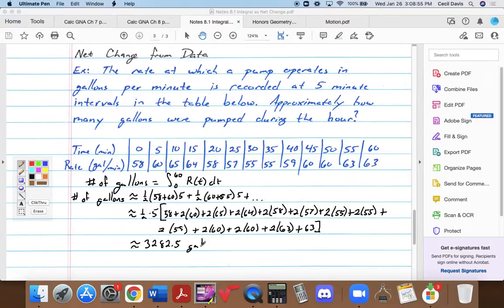If you take out your shoe, it'd be easy. So it's about 3,800, 282.5 gallons. Oh, I got 3,000. I may have done it wrong.